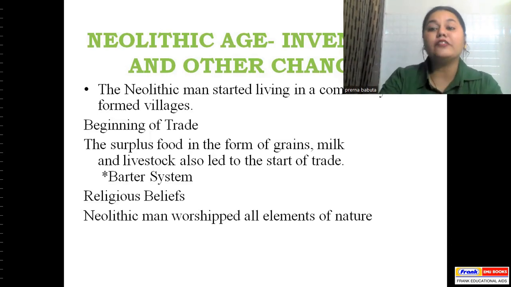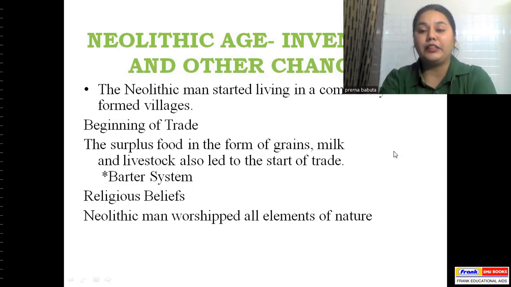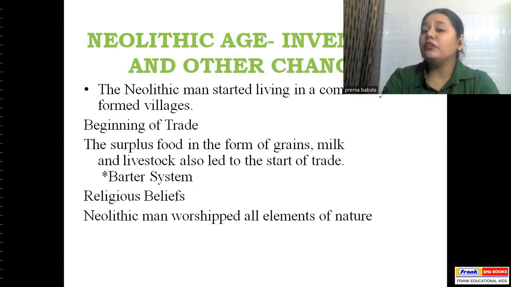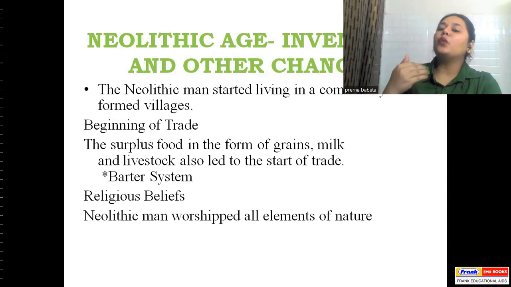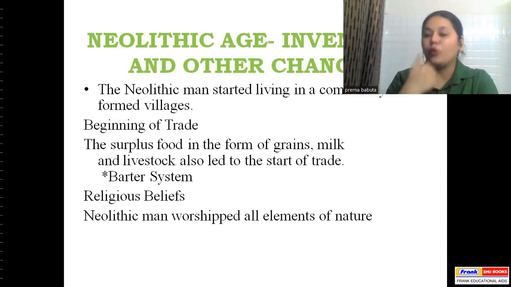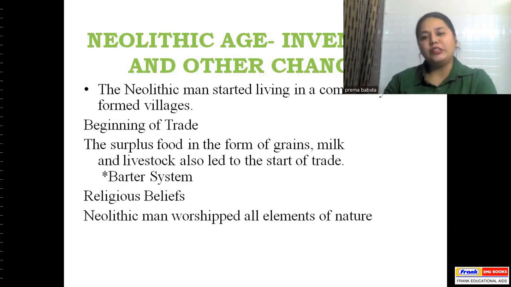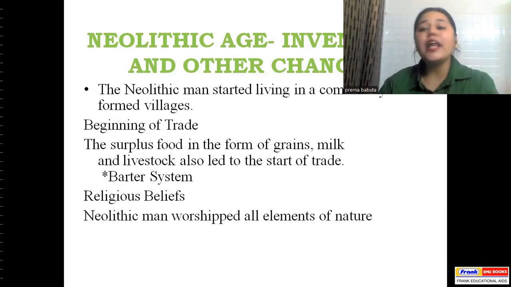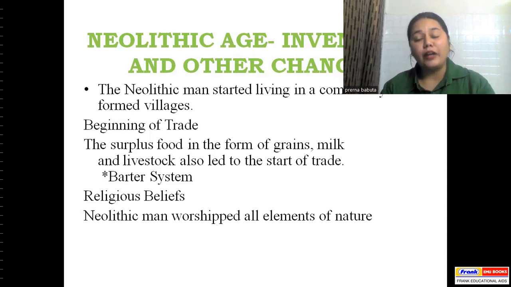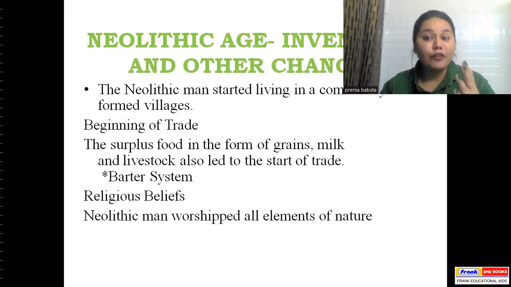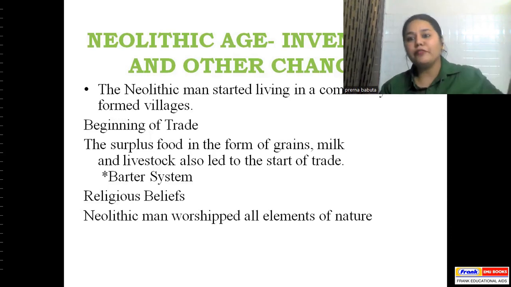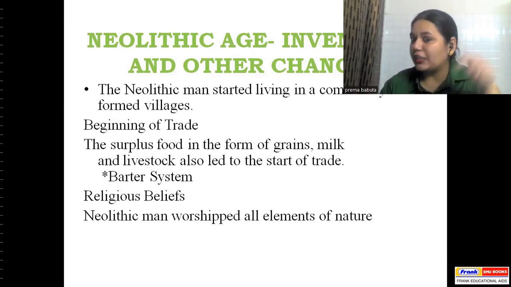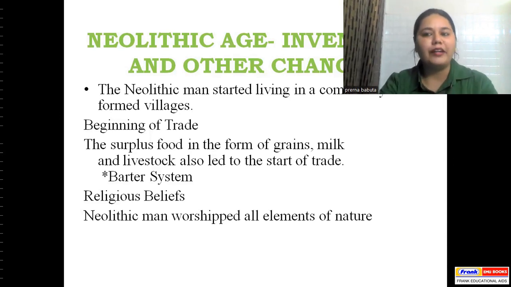And what were the religious beliefs? Like I was telling all of you about loving and respecting nature, the man of the Neolithic age feared the natural disasters, and just because he did not want these natural disasters to harm him or the community, the man of the Neolithic age worshipped all elements of nature. They worshipped earth, sun, moon, stars, sky, water. All elements of nature were worshipped by the man of the Neolithic age. And there are a lot of tribal groups, people who live in forests, who till date worship all these elements of nature. Maybe you can find out about them.